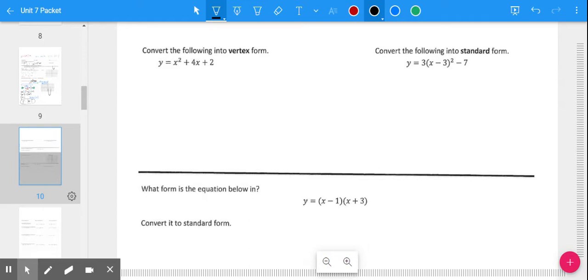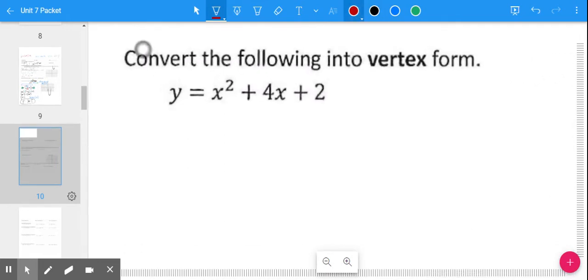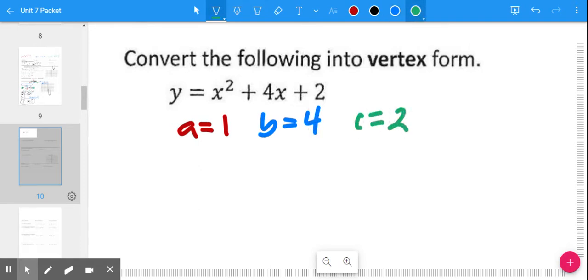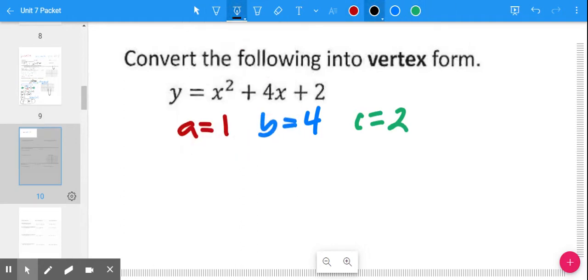So it says convert this into vertex form. So start off with labeling your A and your B at least. So we know that A is 1 because that's what's in front of the x squared. Your B is 4 because that's what's touching just the x. And your C is your constant of 2. So if we're going to plug this into the formula for finding the x coordinate, x equals negative B over 2A.